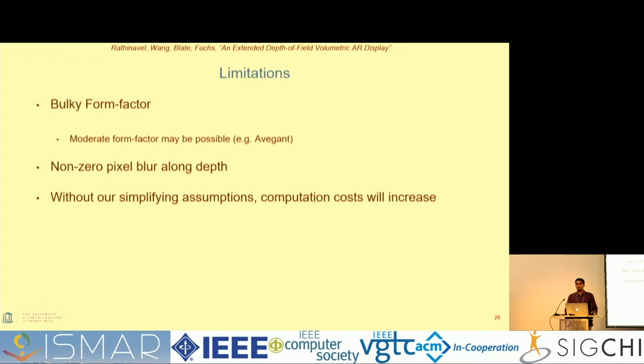This is more fundamental to the approach itself, and there may be ways to mitigate this if you consider content adaptive decompositions. Yeah, and the computation cost may increase significantly if some of our assumptions are changed. Like for example, we assume opaque objects, and we assume that the field of view remains constant throughout all the depth planes.